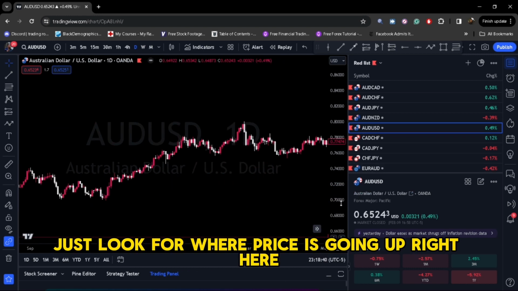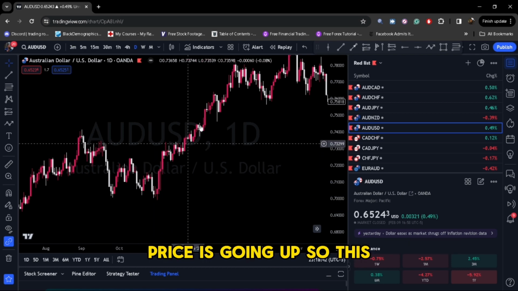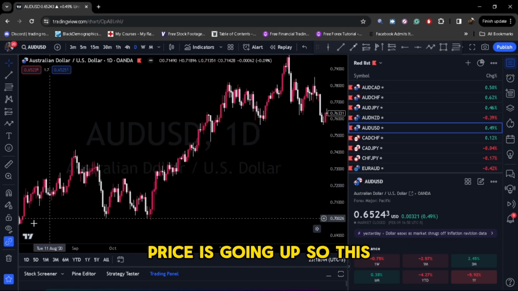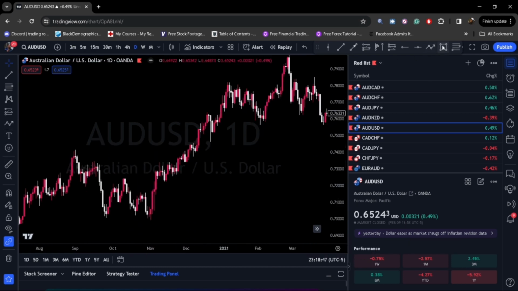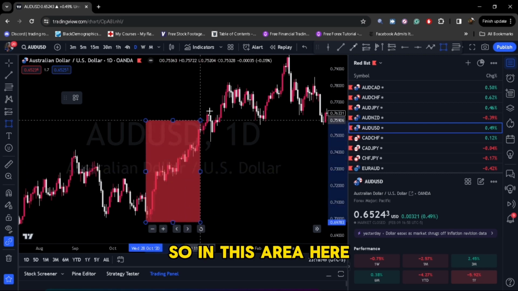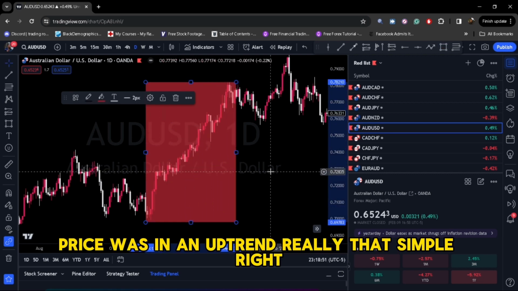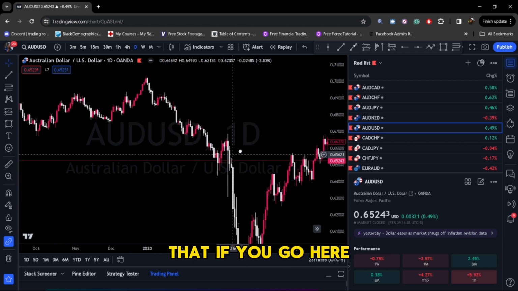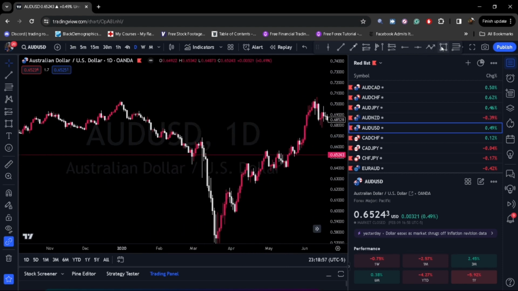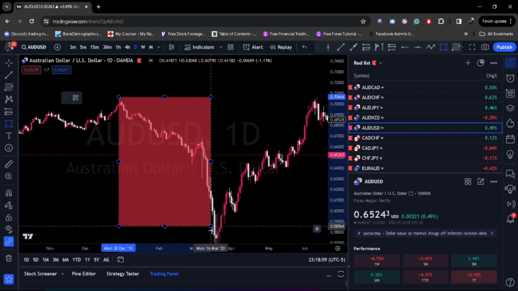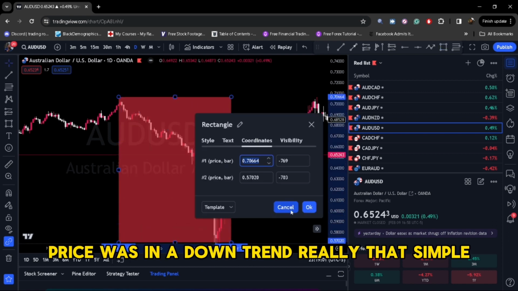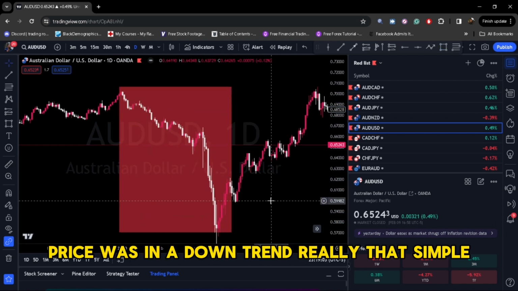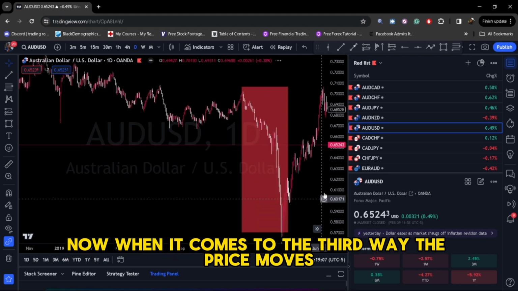Really that simple. So if you go to a random chart right now guys, just look for where price is going up. Right here, price is going up. So in this area here, price was in an uptrend. Really that simple, right? Then if you go here, in this area here, price was in a downtrend. Really that simple.